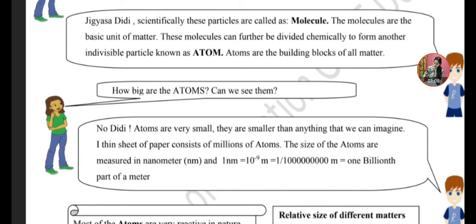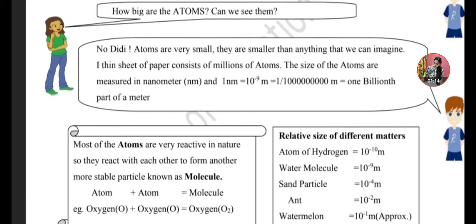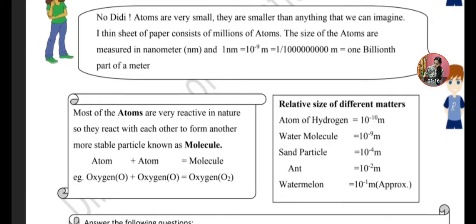Jigyasa Didi asks, Gyan, how big are the atoms? Can we see them? No Didi, atoms are so small. They are smaller than anything we can imagine. Like a thin sheet of paper. A thin sheet of paper consists of millions of atoms, and the size of atoms is measured in nanometer.